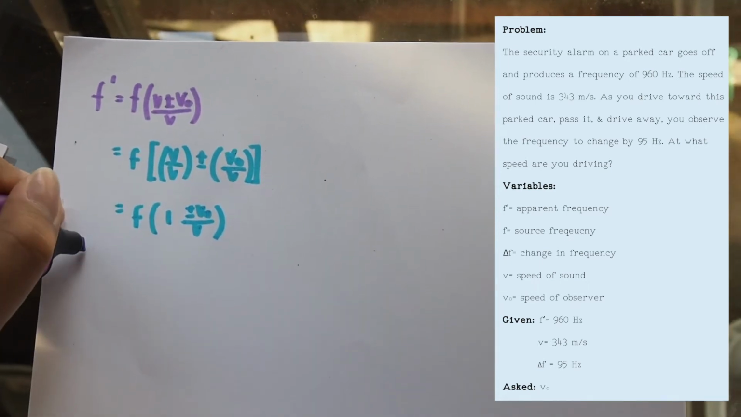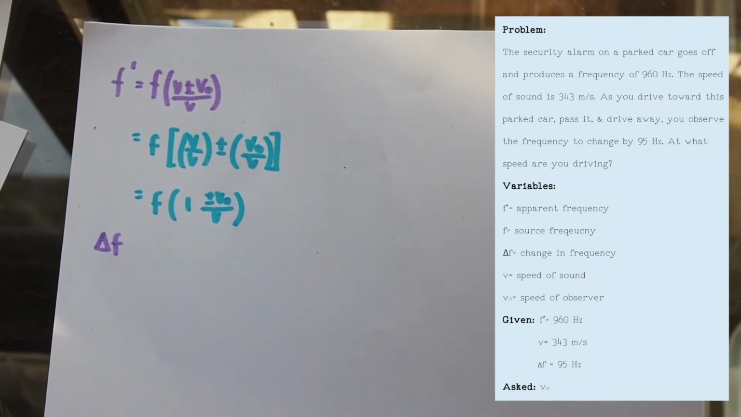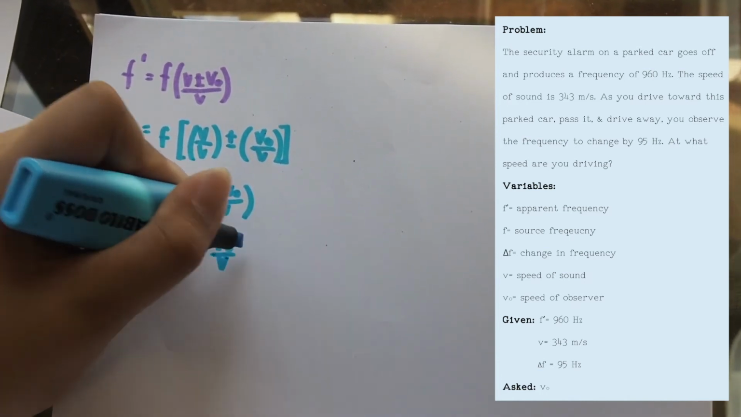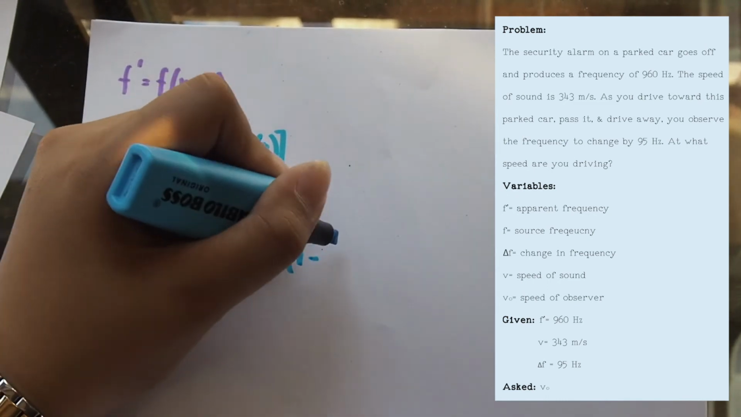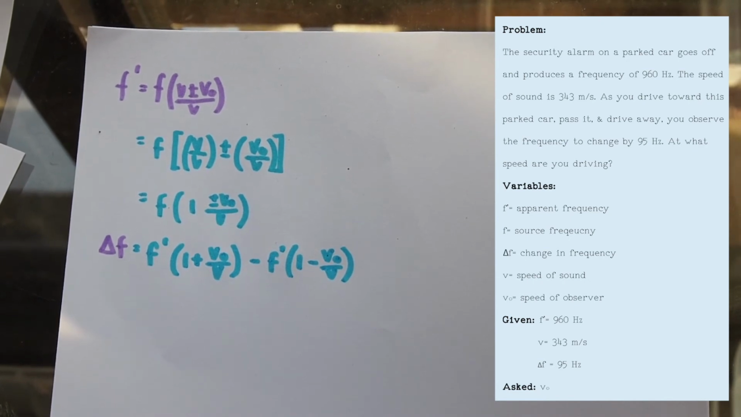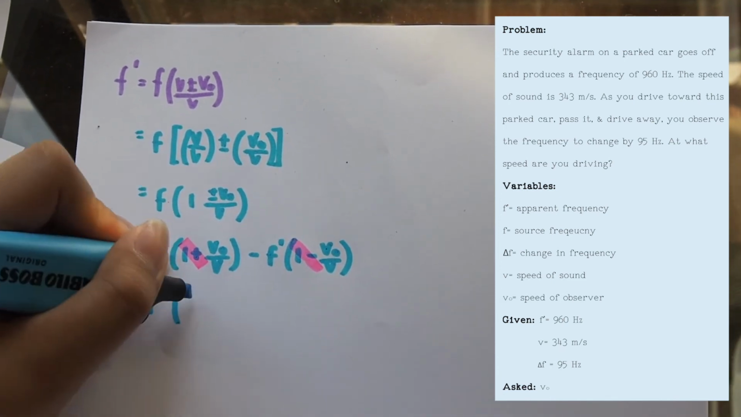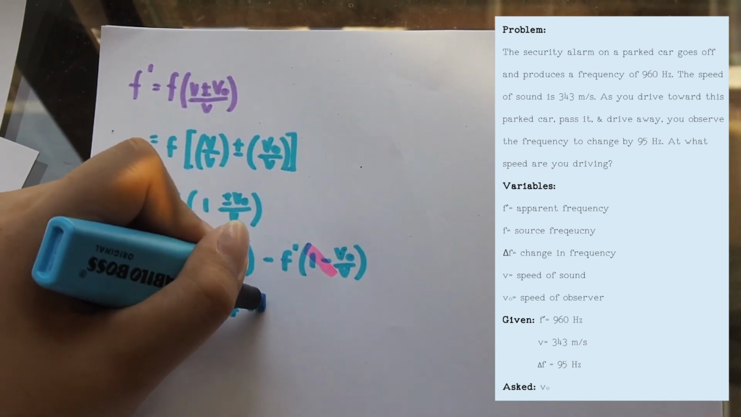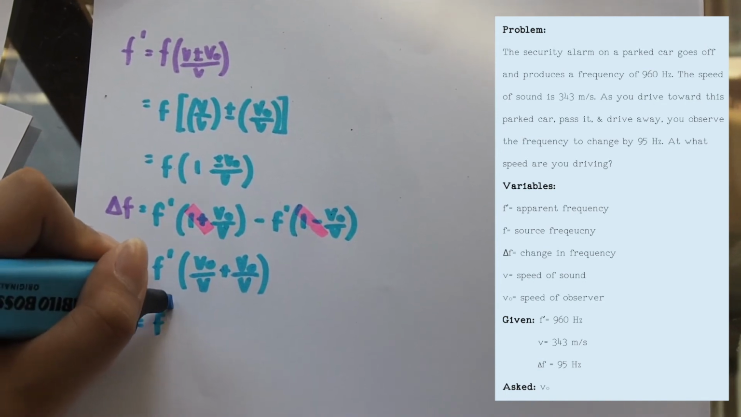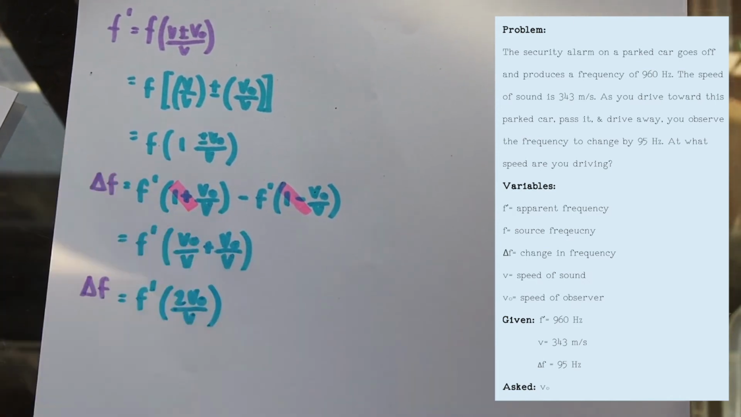And since we weren't given F, but given the change in F, we'll relate it to that given. So the change in F equals F apparent times (1 plus VO over V), minus F apparent times (1 minus VO over V). Now through simplification, math, and just basic factoring, we'll cancel out 1 and then combine the two VOs, which will give us apparent frequency times (2VO over V). So that's the change in F.